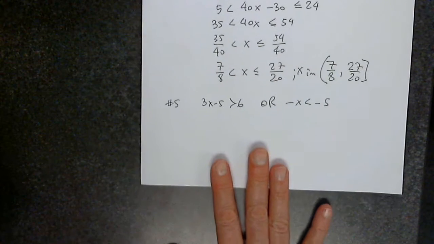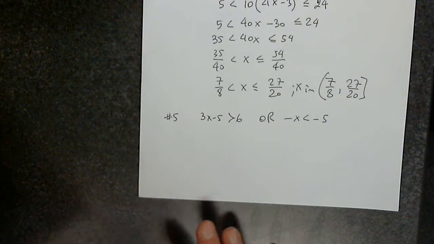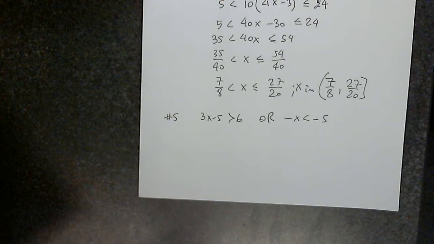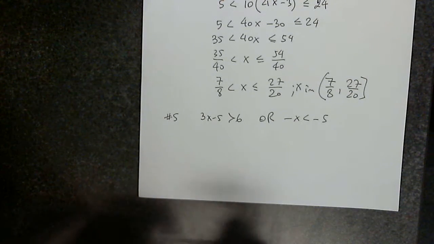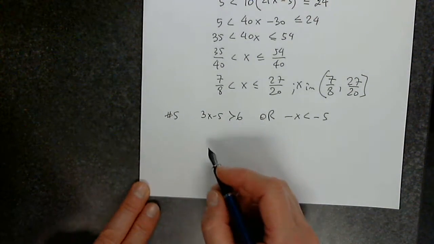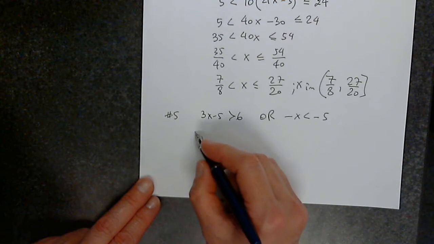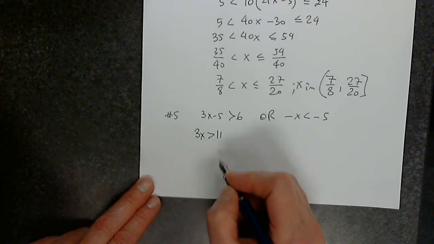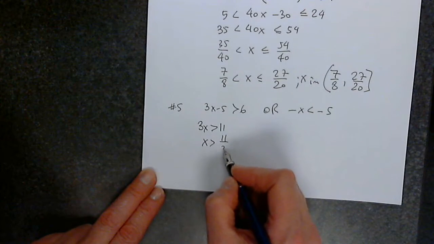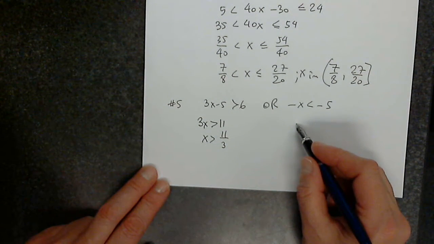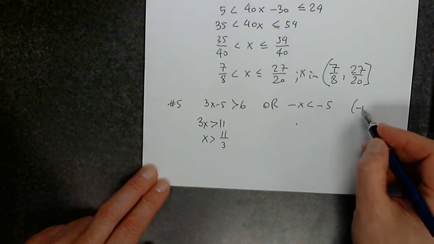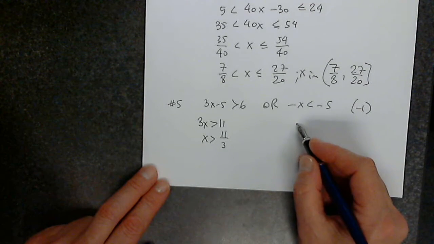So let's work on this problem. You come in, you finish the test, and then you can go. First step: on the first one add 5, and x greater than 11/3. On the other one, I'd multiply by -1, and then you should have x greater than 5.